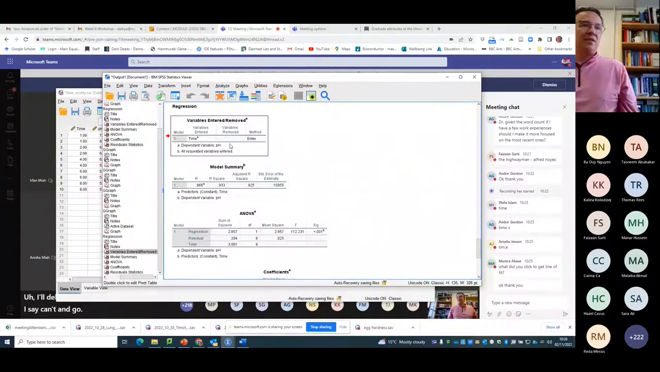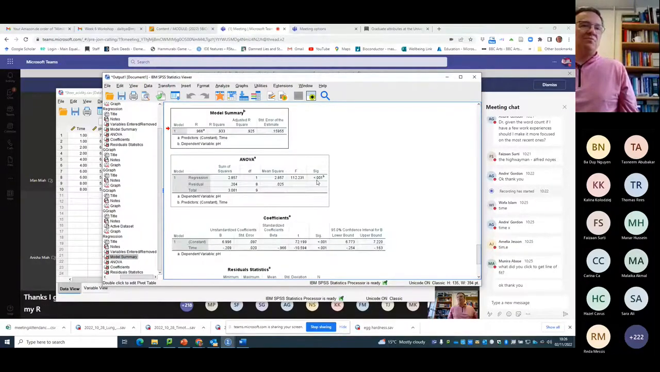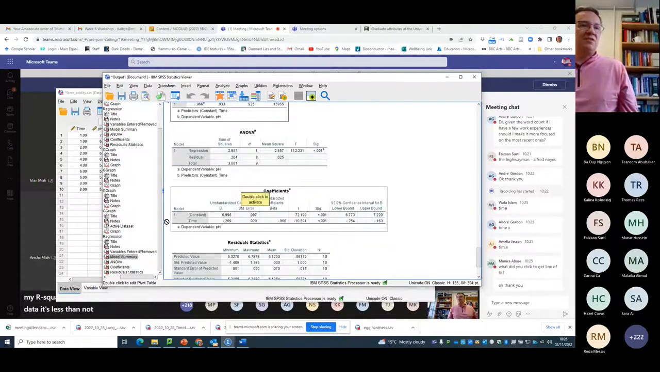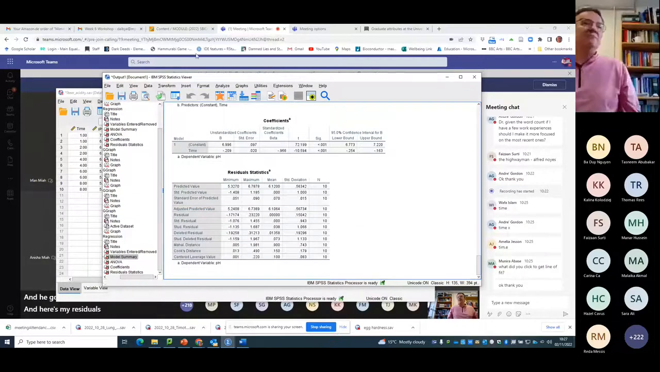Now it's got my method, it's got my R and my R squared. I've got the significance of my data, it's less than 0.01, everything's good there. I've got the constant is 6.996, but it goes between 6.773 and 7.220. And I've got the time. So the gradient is minus 0.209, and it goes from minus 2.54 to 1.63. And here's my residuals. Everything looks great.